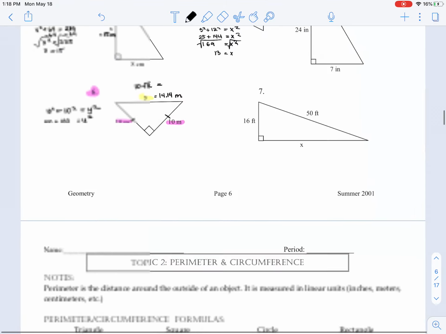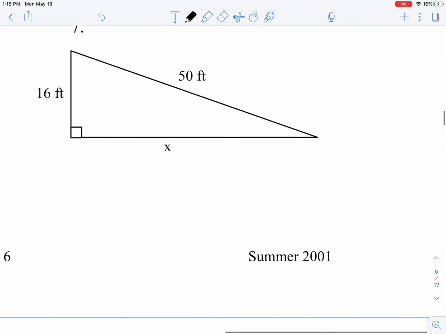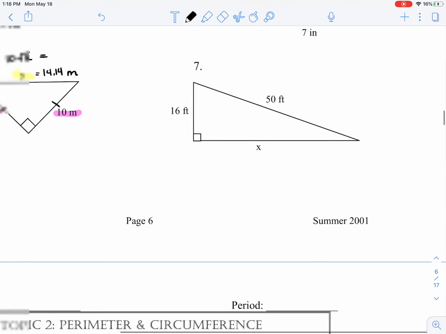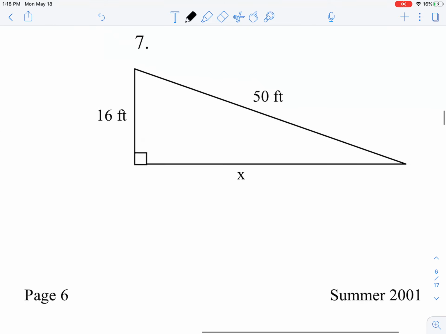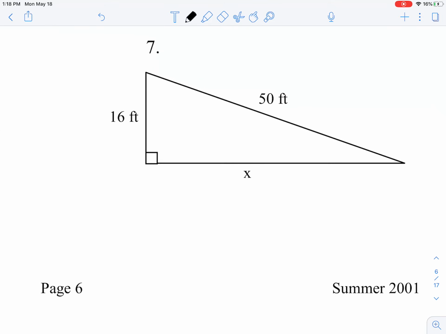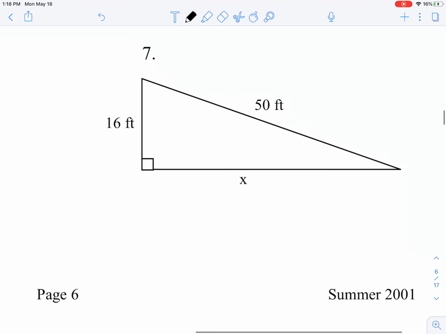Number 7, that's our last right triangle problem that we're going to do. Let's check it out. So we have 16 squared. That's going to be our A. I'm going to let this be B. And we know that the 50 has to be our C because it's our hypotenuse. So 16 squared plus B squared equals 50 squared.